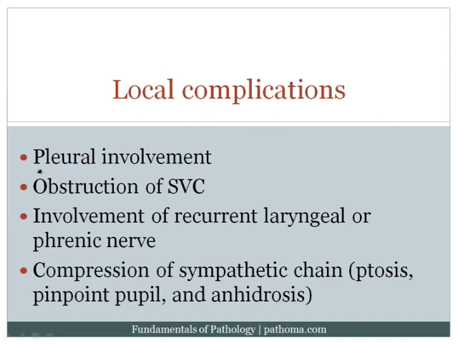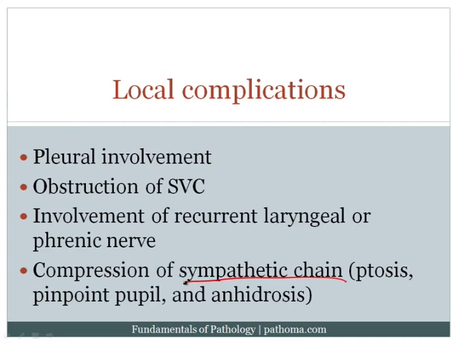We can see obstruction of the superior vena cava. When that occurs, we get something called the superior vena cava syndrome. This is where the patients have distended head and neck veins with edema and blue discoloration of the arms and face. Again, not too commonly seen, except on board examinations. You can also get involvement of the recurrent laryngeal nerve, which would create hoarseness, or the phrenic nerve, which would create diaphragmatic paralysis.